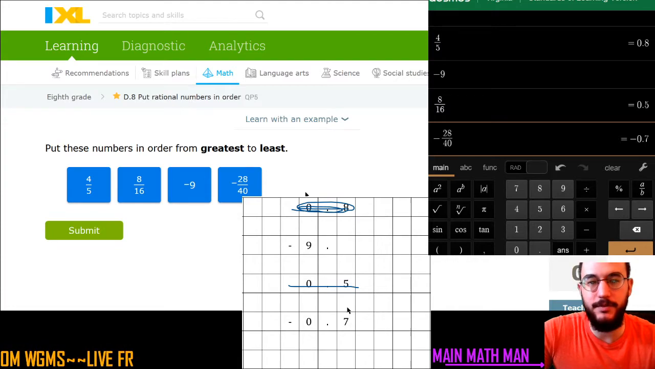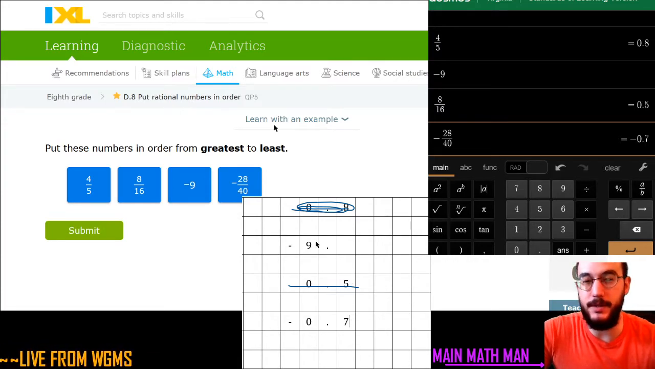So I'm passing over 0. What am I going to hit first? Am I going to hit -9 first, or am I going to hit this -0.7? Well, I would hit this number first because I'd have to go further to the left to get to -9. So that -9 is actually going to be last. So again, that's kind of how these are ordered.